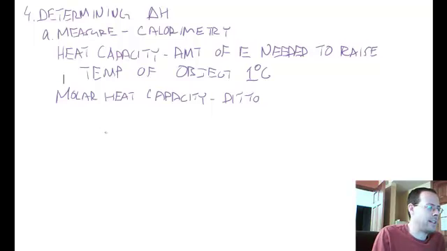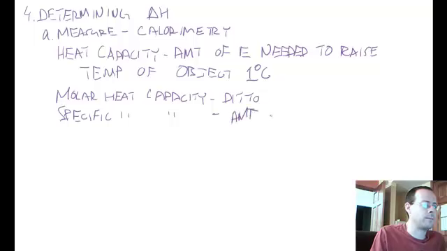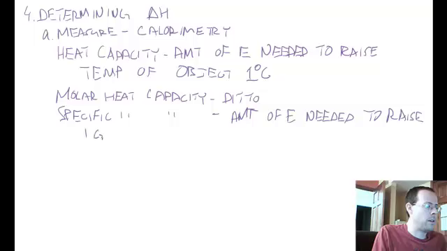And then the last thing is specific heat capacity. This is more or less what we talked about in general chemistry, probably your college chemistry. It is the same thing, except it is the amount of energy needed to raise a gram of a substance 1 degree Celsius. 1 gram as opposed to 1 mole. 1 gram, 1 degree Celsius.